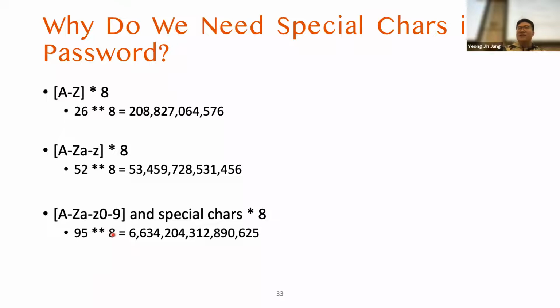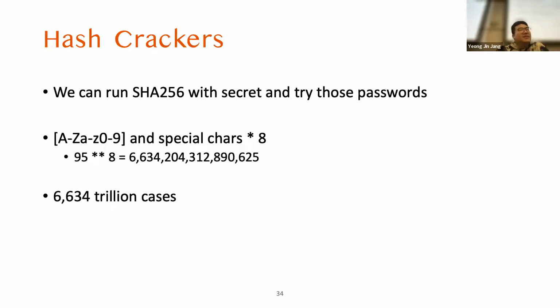In this case, if you just add one more character, the difficulty for the attackers increases 95 times. 2 more characters, then around 10,000 times increased. And assuming that we need to launch a full brute force attack, if we use all these characters and special characters for the 8-character password, this is indeed 6,634 trillion cases. So it's quite enormous.